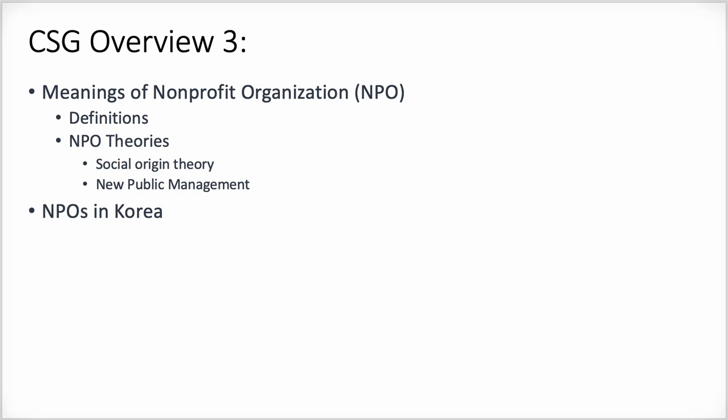So as a summary, today's topic was about nonprofit organizations, and we discussed its meanings and one of the models to categorize nonprofit organizations. And then we moved on to the nonprofit organization theories. The first one was the social origin theory, a theory which categorized countries by the spending of the governments on welfare or the roles of nonprofits. And the next one was about new public management, and this theory strongly explains the development of nonprofit organizations with the increase of government contracts.